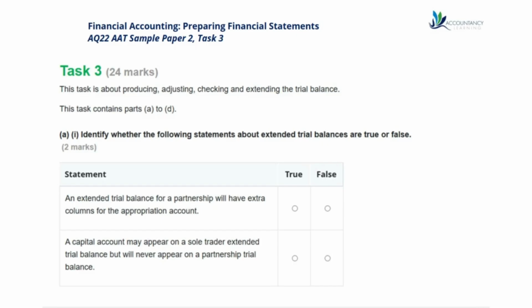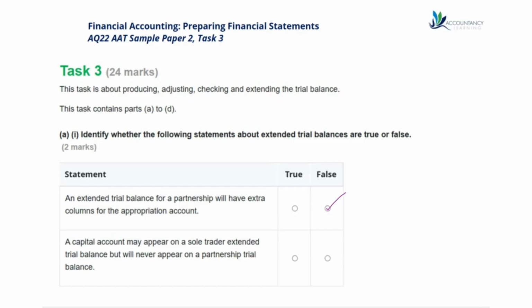In this video, I'll take you through the Level 3 Financial Accounting Sample Paper 2 Task 3, all about the trial balance. So Part A, let's identify whether the statements are true or false. An extended trial balance for a partnership will have extra columns for the appropriation account. So this is false. The appropriation account will not appear on the trial balance.